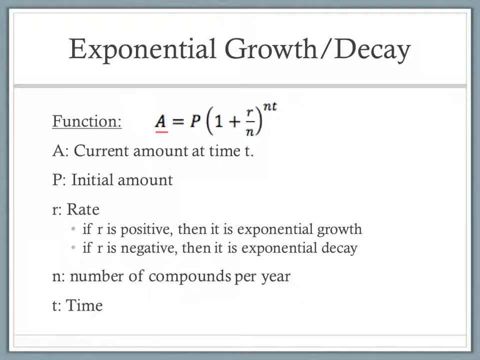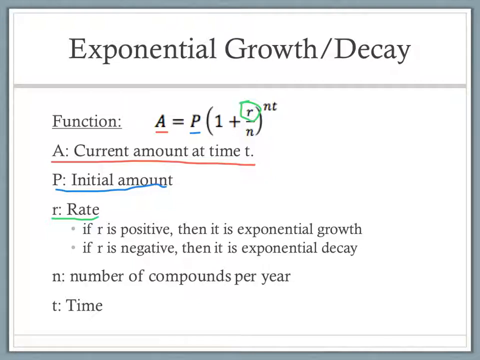A is going to represent the amount after whatever time we're talking about, so it's the ending amount. P is going to be our initial amount, so how much we start with. Our R is our rate, and if it's positive, it's going to be a growth, and if it's negative, it's decay. So for increasing, it'd be positive, for decreasing, it'd be negative.